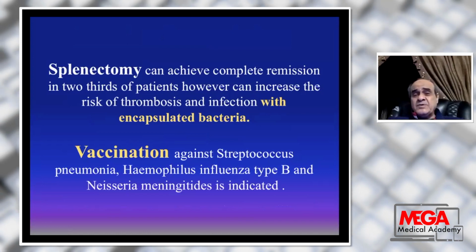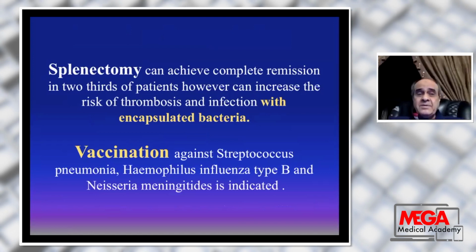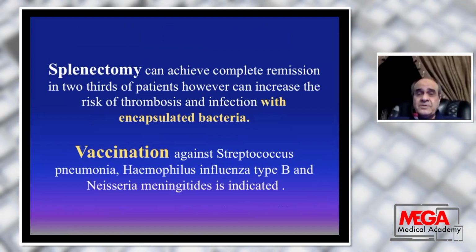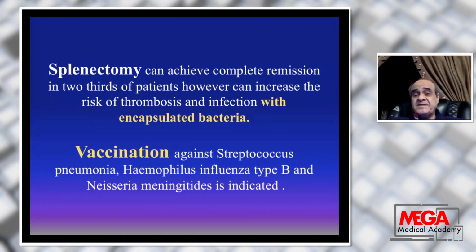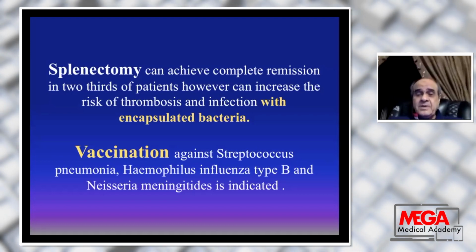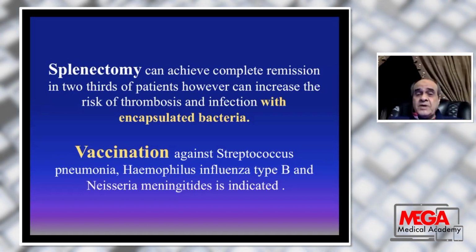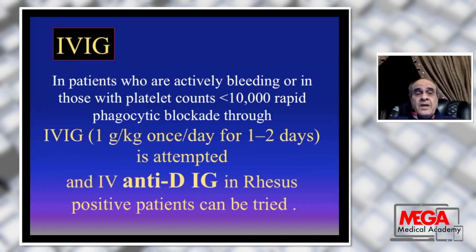Splenectomy is used in cases of sequestration inside the spleen, as in cases of liver cirrhosis and the spleen. And if we do splenectomy for refractory cases, we have to vaccinate the patient against Streptococcus pneumoniae, Haemophilus, and meningococcus.